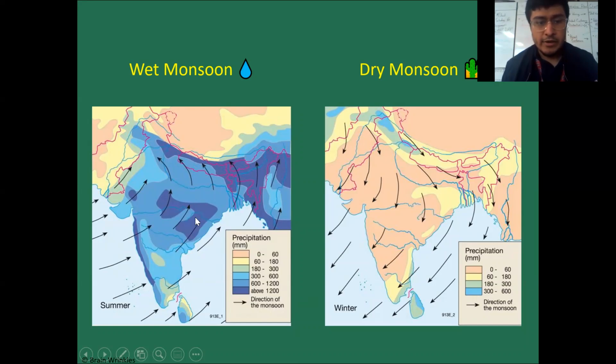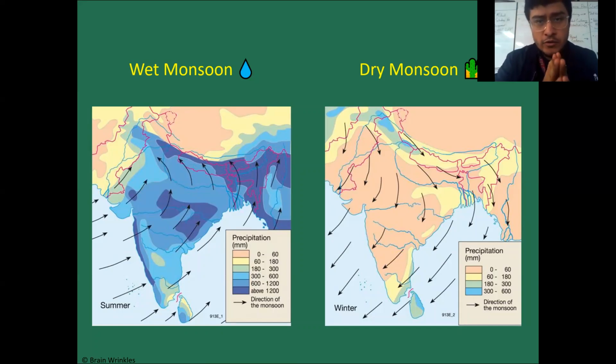Like the area around the middle part of India during the wet monsoon is going to have quite a bit of rainfall, around 1,200 to 600, even going a little bit lower to 300 to 600 in those parts of India. So you really just have to look at the colors here and see where they correlate with the colors on the map legend to see what the precipitation level is.